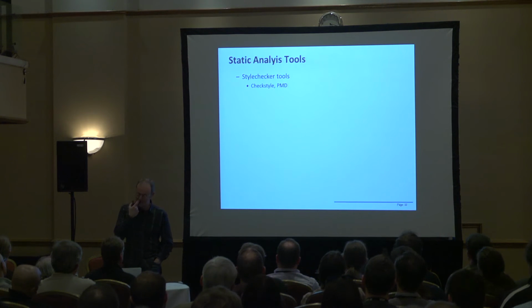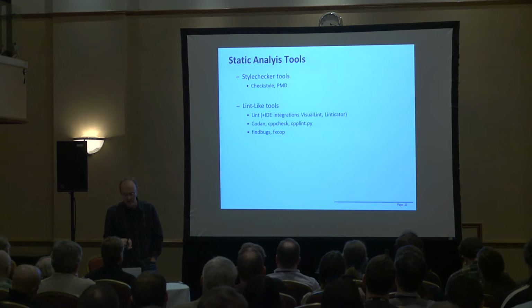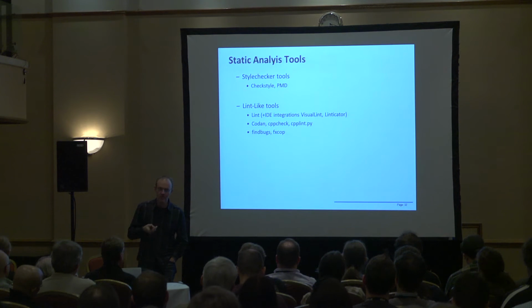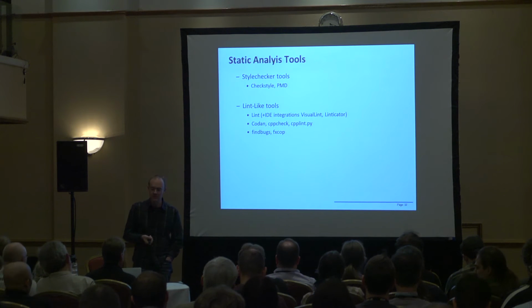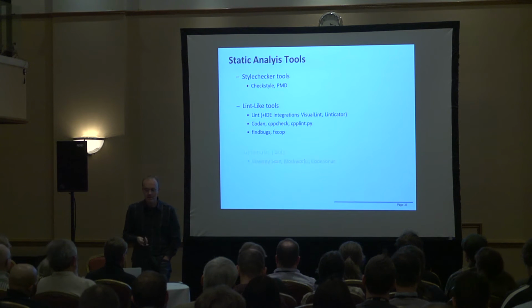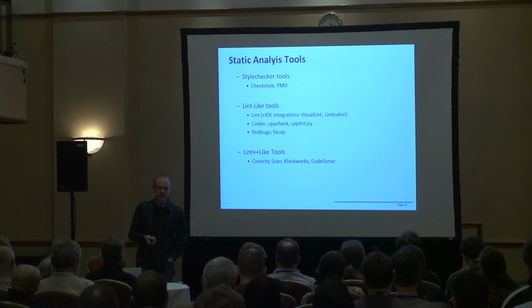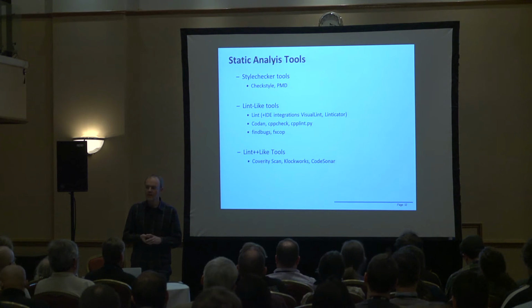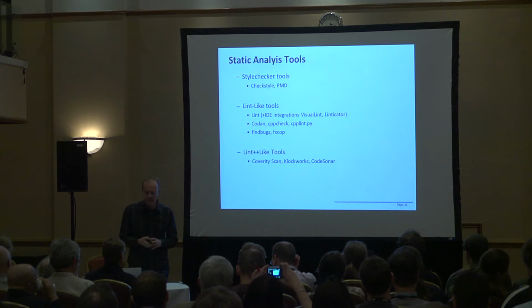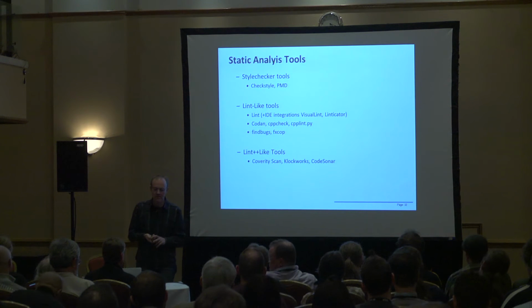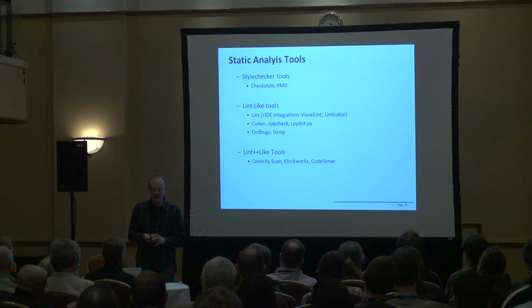So we have style checker tools like Checkstyle or PMD. Lint-like tools of the first generation, I would say, also integrated into IDEs or into the Eclipse workspace. They are also available for different languages. For example, FindBugs is an implementation of a lint tool for Java and FxCop for C#. Then there are the second generation tools, which do more flow analysis, and for example, Coverity and Klocwork are tools from that area.